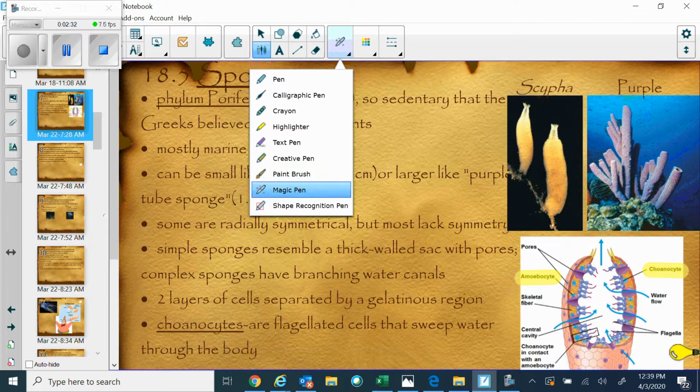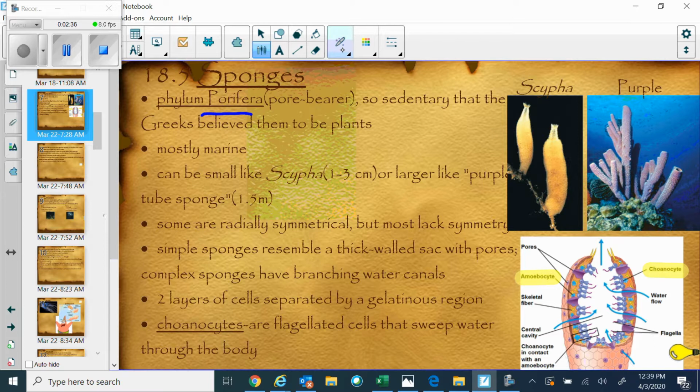So phylum Porifera, the pore bearers, they have pores. And we're going to see that in the next slide, or actually, this is it here. These are the pores we're talking about. You can call them holes or pathways into the individual. This is in cross-section as well, so we're not looking at the whole individual. You see on the outside that these guys are covered in pores. And they're so sedentary that the ancient Greeks thought they were plants. They weren't moving at all. They were just living underwater.